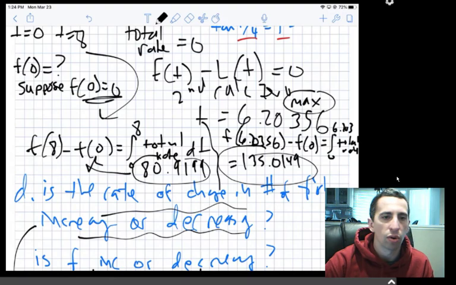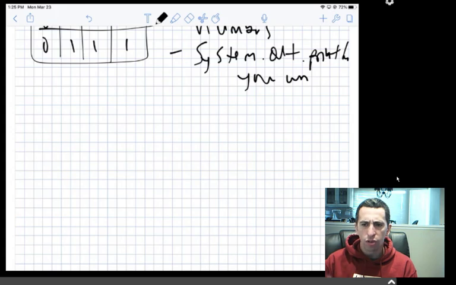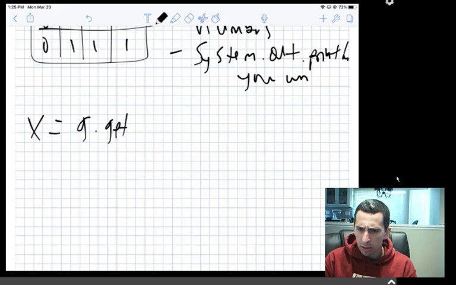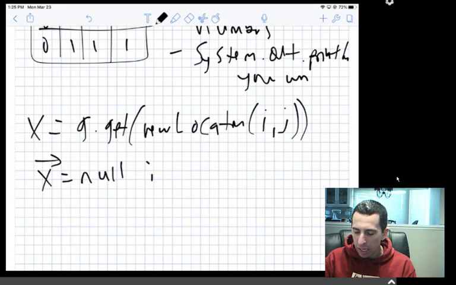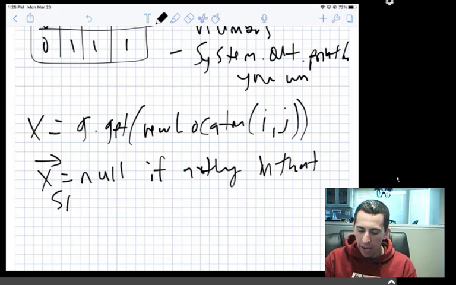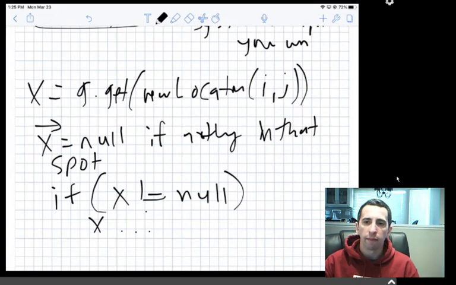So, Mia, to answer your question, here's what that looks like. You can do this, like x equals g dot get new location i comma j. That'll work just fine. But remember, this will set x to be null if there's nothing in that location. So you may just want to add some kind of case and say, like, if x does not equal null, before you try to call any method on it. That's the way to fix that.